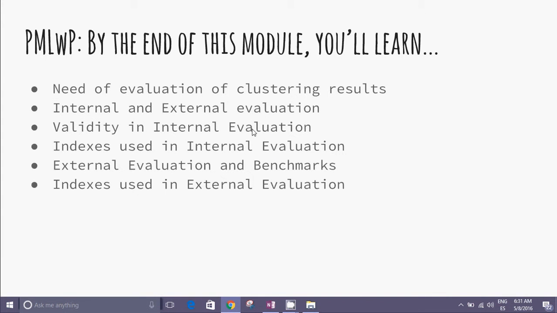The learning goals of the module are presented here. Need of evaluation of clustering results, internal and external evaluation, validity in internal evaluation, indexes used in internal evaluation, external evaluation and benchmarks, and indexes used in an external evaluation.